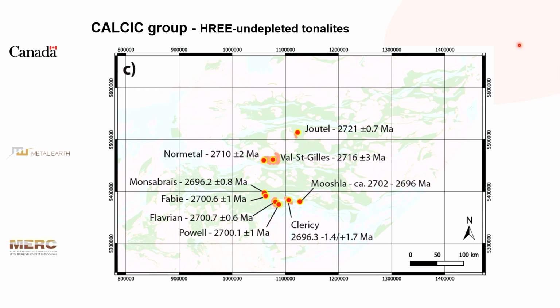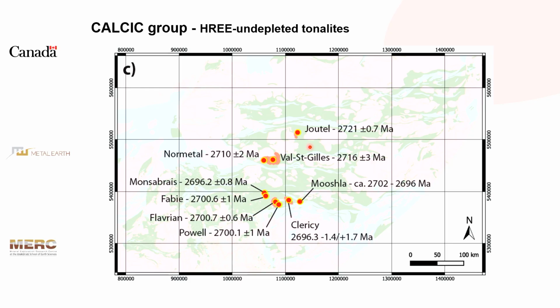Okay, so the last group in the calcic group would be the heavy rare earth element undepleted tonalite, and they are shown on this map here in orange. They are a much smaller intrusion. Again, they are in the central part of the Abitibi along a north-south axis, so this reinforces the idea that during the thin volcanic stage, the crust was thinnest here in the central part of the Abitibi along this north-south axis. And if you look at their age, you've got a north to south migration of this type of magmatism.